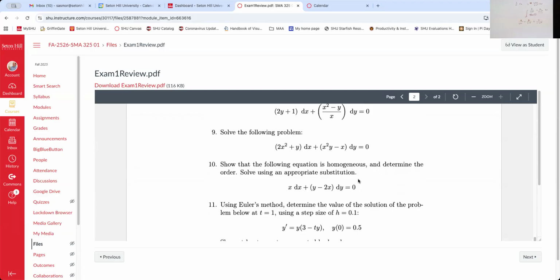How do I know it's homogeneous? That is the t stuff. I put in a tx for x, I put in a ty for y, and then I show that I can factor the same power of t out of both the first piece and the second piece, which in this case is t to the first. Hey, that means it's homogeneous. Now I can solve with a substitution.